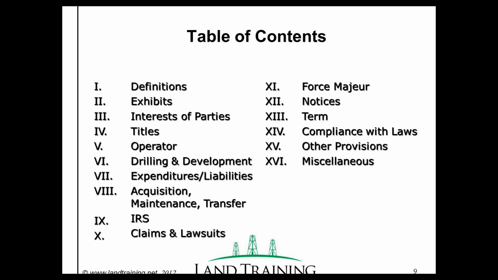So Article 1 is going to be definitions. Article 2 is the exhibits. That's Exhibit A, Exhibit B, Exhibit C. 3 is interest of the parties. That is who owns what percent of the interest and who is responsible for paying what percentage of the bills.